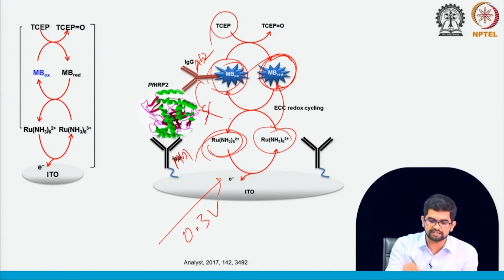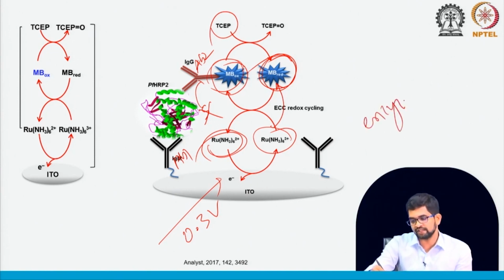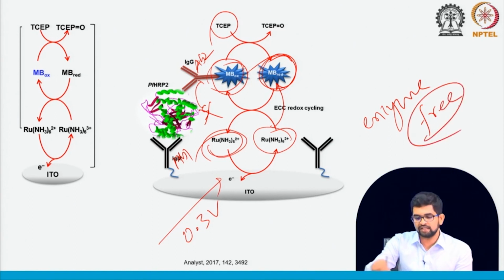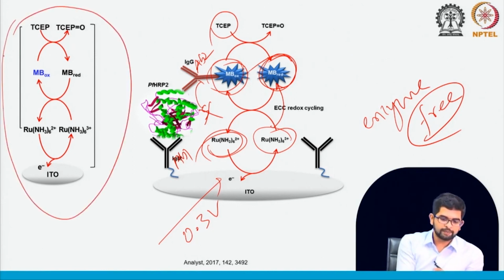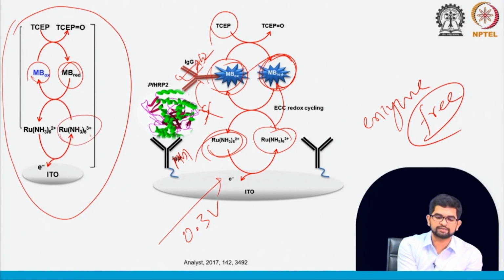And this is at the same time enzyme free. Here there is no enzyme. You can see on the left hand side the complete reactions. You can design it this way. The methylene blue ox, the methylene blue oxidized form, that you are using with the secondary antibody, can react with the T-shape and form the methylene blue red, the reduced form, and this reduced form of the methylene blue reacts with ruthenium hexamine 3 plus. So, this is the reduced form, so it should react with the oxidized form.